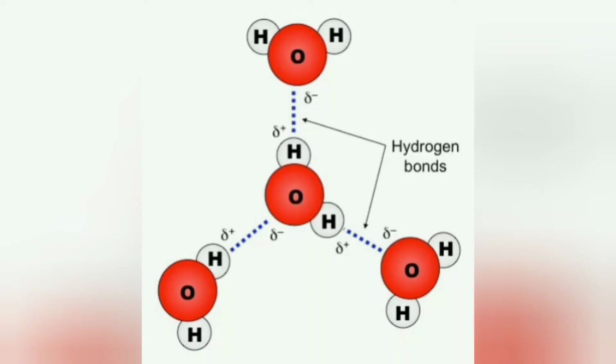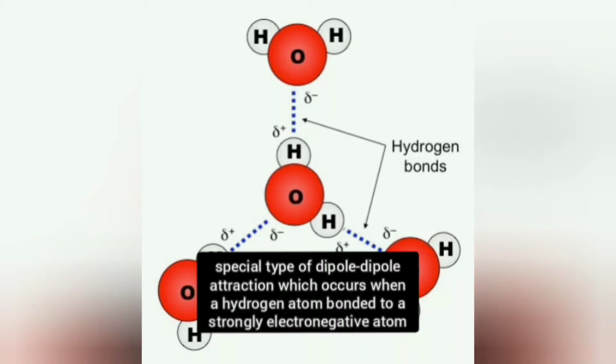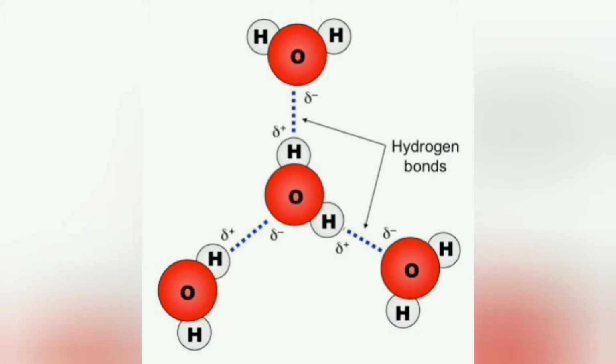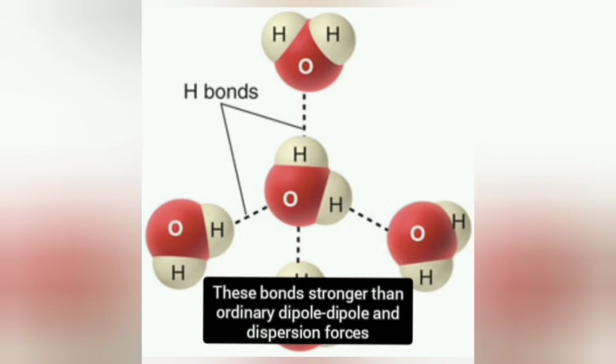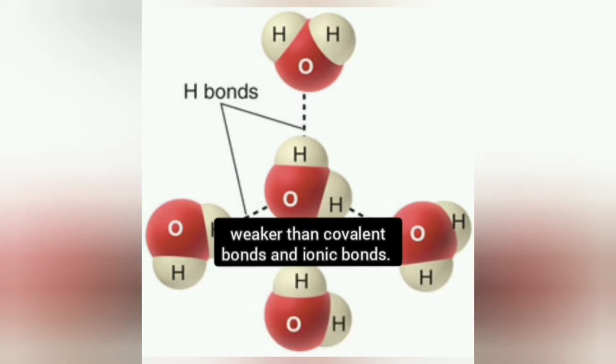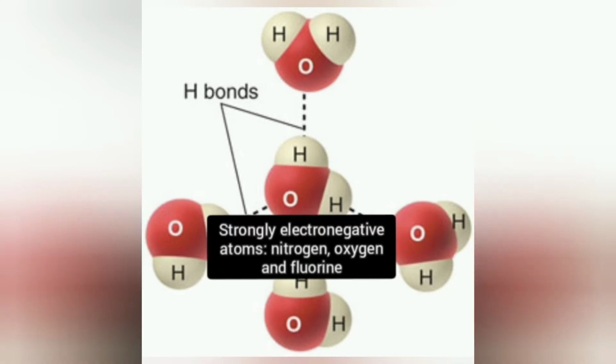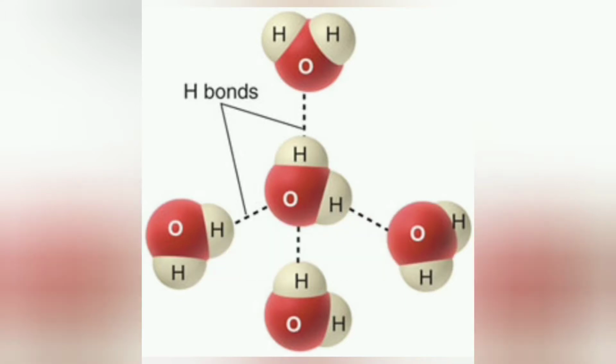As we know, a hydrogen bond is a special type of dipole-dipole attraction which occurs when a hydrogen atom bonded to a strongly electronegative atom exists in the vicinity of another electronegative atom with a lone pair of electrons. These bonds are generally stronger than ordinary dipole-dipole and dispersion forces, but weaker than covalent bonds and ionic bonds. The strongly electronegative atoms include nitrogen, oxygen, and fluorine.